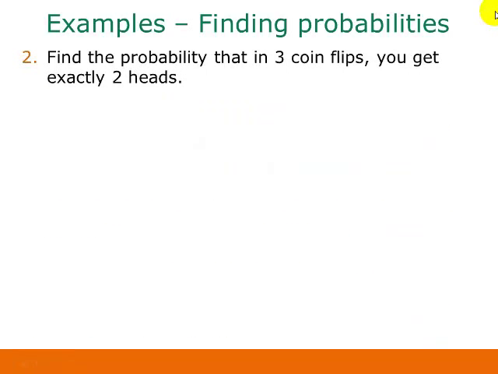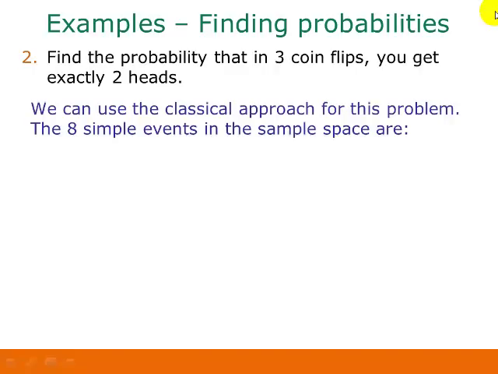Here's another example. Find the probability that in 3 coin flips you get exactly 2 heads. In this one we can use the classical approach because we can assume that the coin is fair, so there's a 50% chance that in any one flip that you'll get a head, and there's a 50% chance that you'll get a tail.